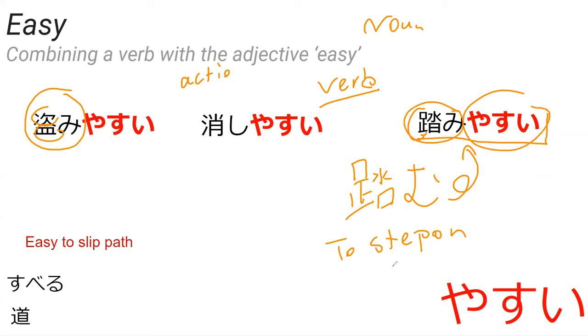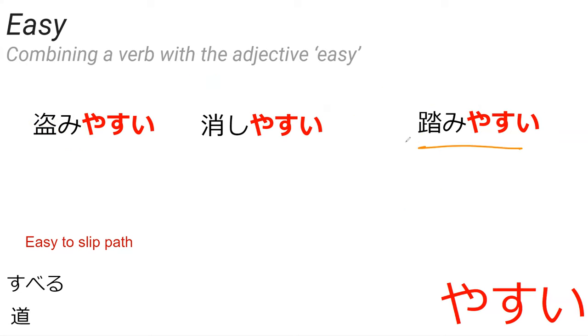Fumiyasui, which sounds kind of silly, but perhaps they're talking about something being hard, like Legos are hard to step on, right? So I'd be not fumiyasui. Fumiyasui janai. Fumiyasukunai. So yeah, yasui is easy, and fumu turned into fumi.